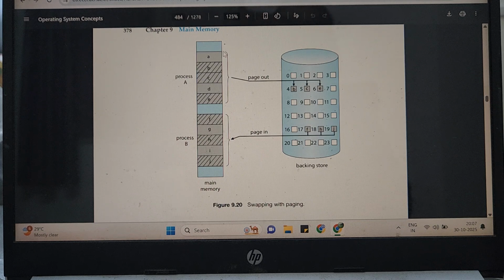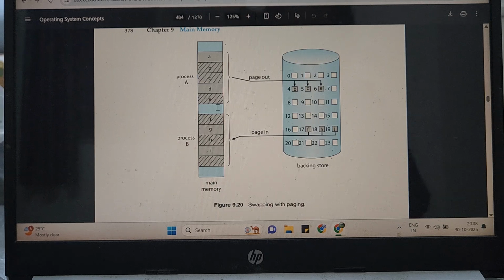So if you are working on this process and you don't want to swap out the entire process and swap it back in again, but you know that B, C and E are not some segments which I will be using right now. So in that case, you can page out those segments, put them in the backing store, and then page in F, G and H, or F, H and J, whatever you need.